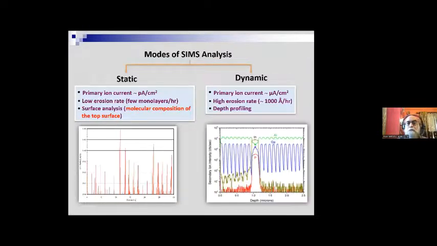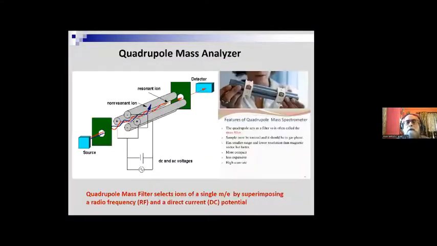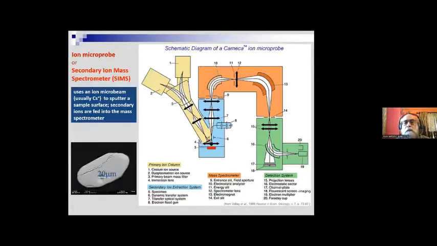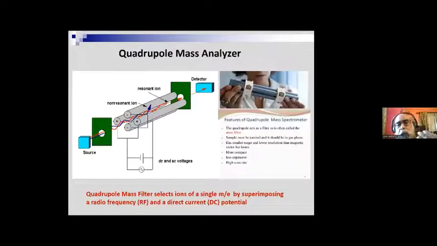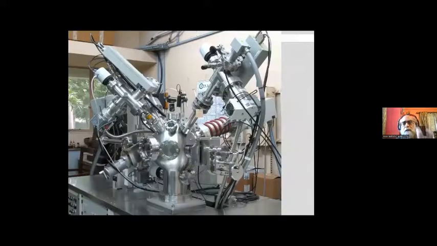Okay. Now I will quickly go to the analysis. This is the schematic layout of a ToF-SIMS, time of flight SIMS, and this is for dynamic SIMS. The mass spectrometer is a quadrupole type. This is the main instrument where we can get secondary ion mass spectrometry, and we can do secondary neutral mass spectrometry measurements.